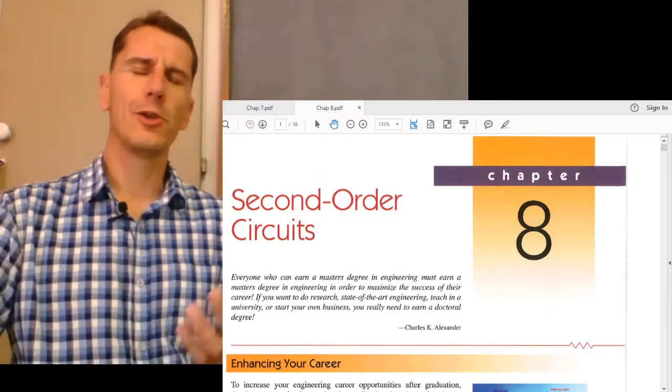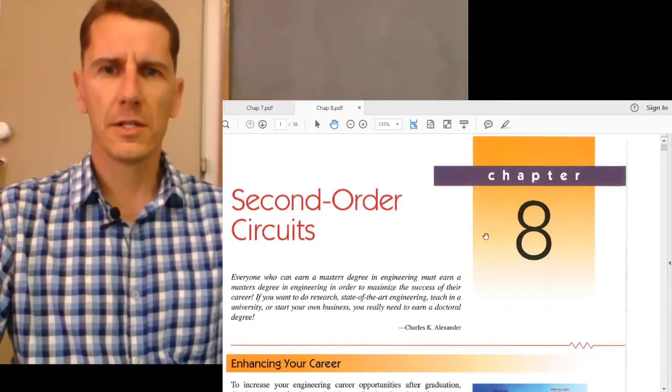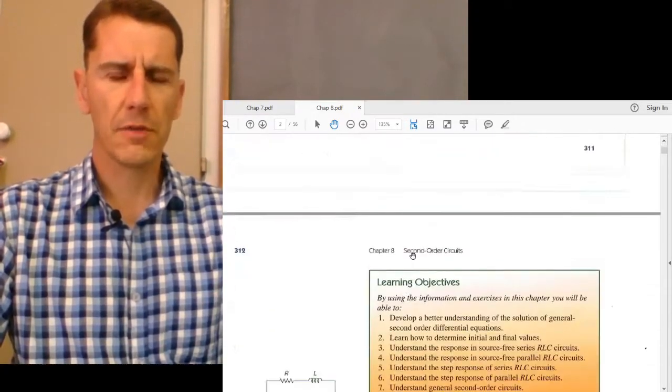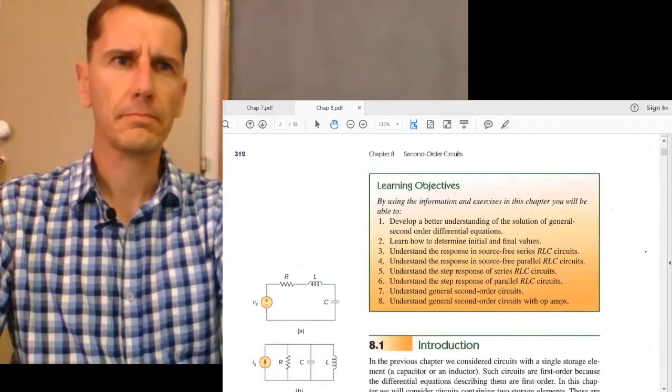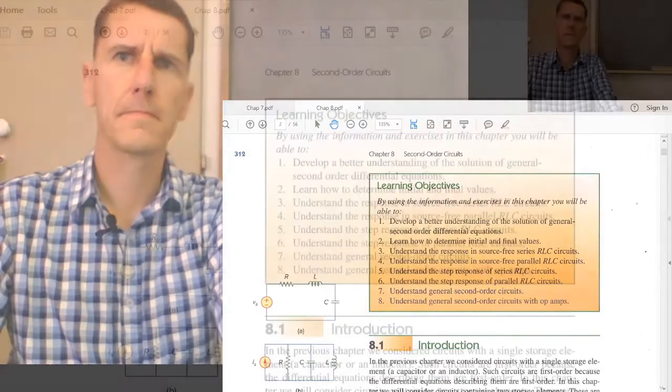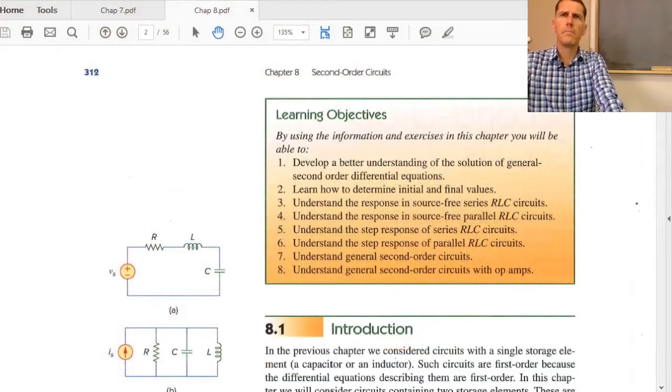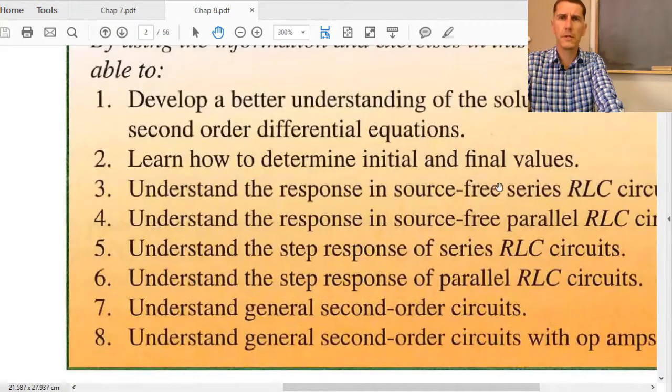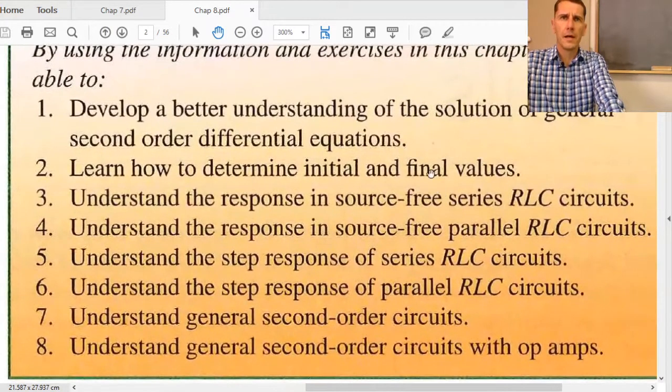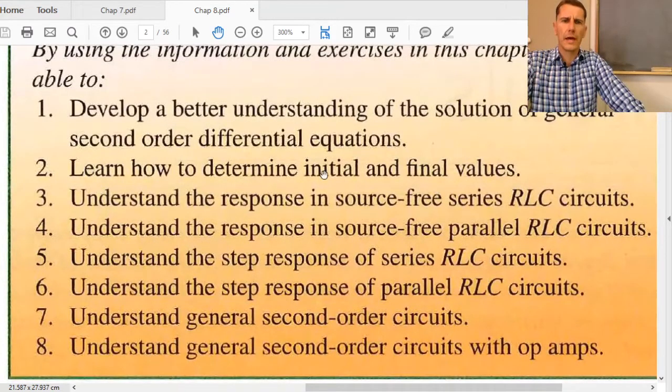Anyway, so we're going to look at the following type of circuits here. So they've got it listed. Let's go to this one. We're going to look at this screen. There we go. For today, we're just going to focus on the second point and on how to determine initial and final values, because that is the key to solving this whole chapter.